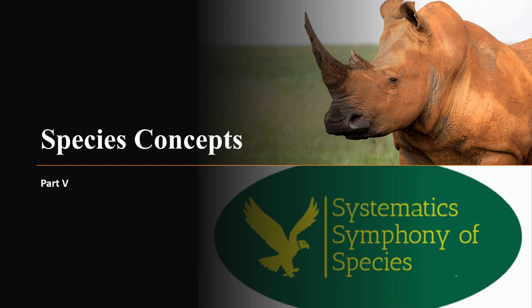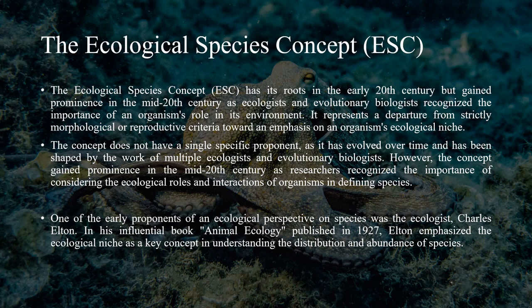In this video, we are going to talk about another species concept called the Ecological Species Concept, ESC. The Ecological Species Concept has its roots in the early 20th century but gained prominence in the mid-20th century as ecologists and evolutionary biologists recognized the importance of an organism's role in its environment. It represents a departure from strictly morphological or reproductive criteria toward an emphasis on an organism's ecological niche.